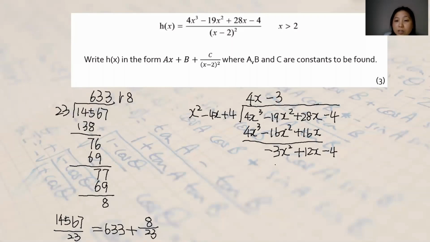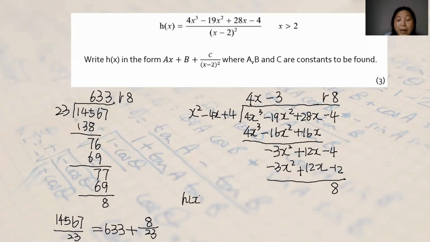Then we do multiplication. It's minus 3x squared. Negative times negative gives positive, so it's 12x minus 12. Then do subtraction again to get the remainder. The first 2 parts are 0. Minus 4 minus negative 12 is 8. So you can see 8 cannot be divided by x squared minus 4x plus 4, so 8 is our remainder.